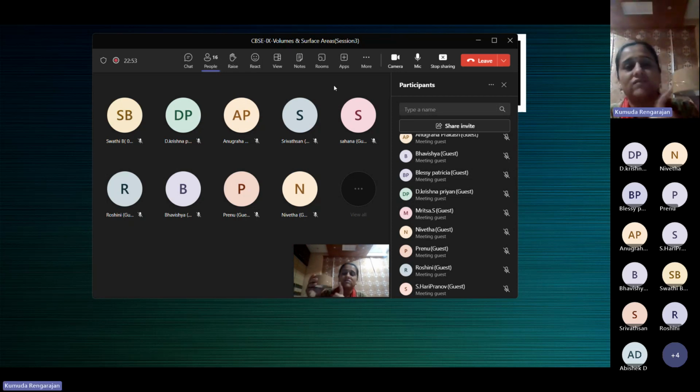So the curved surface area of a hollow cylinder is the inner CSA plus the outer CSA. We take both only if the wall is thick. If the wall is thin, then we take only the outer one or the inner one. We will not take both.